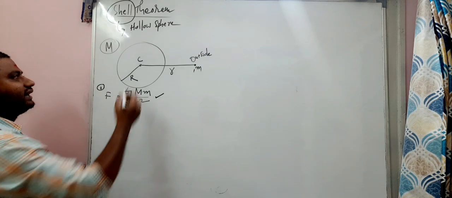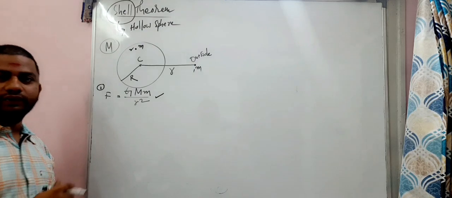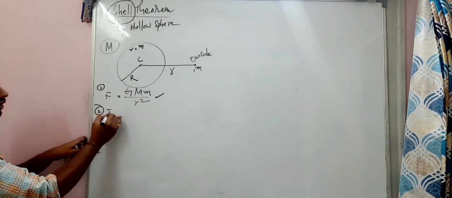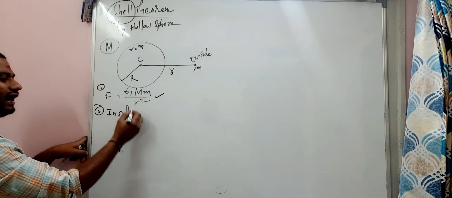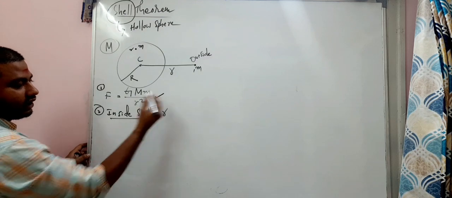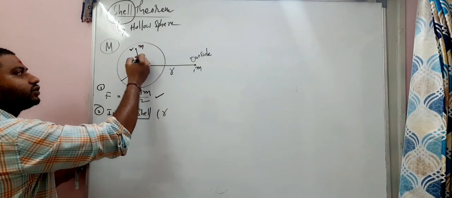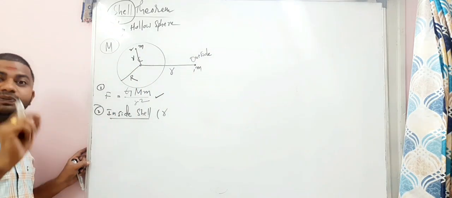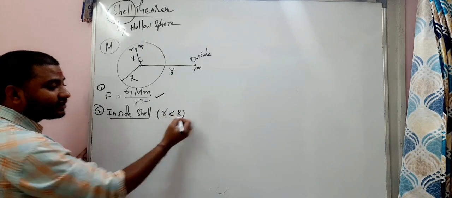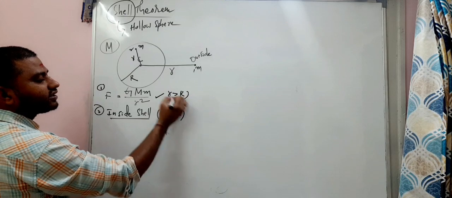Second case, now the mass has been taken to here. This is my second position, inside the shell. So in the second case we were talking about the point lying inside the shell, and the very important condition is that small r, the distance between the two masses, is less than the radius. Yes or no? In the first case, small r is greater than the radius of the shell. Yes or no?